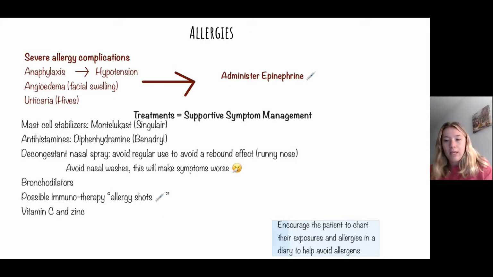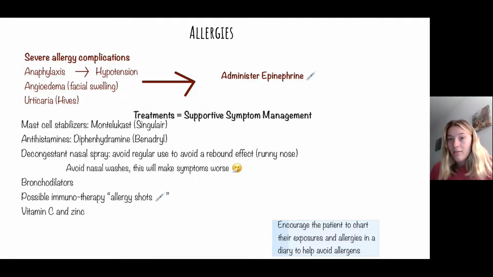So what are we concerned about? Well, we're concerned about our anaphylaxis. With our anaphylaxis, we are concerned about hypotension. Why? We're not breathing, the body is swelling, all of our blood kind of just starts to pool in places, so we're concerned about hypotension. So if you notice your patient who's kind of coming in, short of breath, wheezing, etc., we want to monitor their blood pressure.